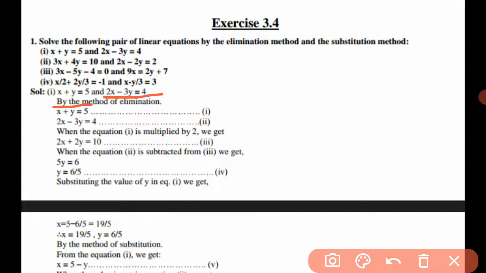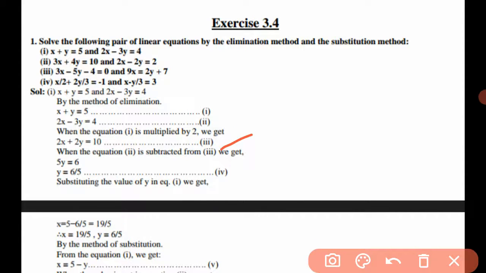By the method of elimination, we first name them equation number 1 and equation number 2. When equation number 1 is multiplied by 2, the first equation becomes 2x plus 2y equals 10 and the second equation stays the same. So multiplying equation number 1 by 2 gives 2x plus 2y equals 10, which is equation number 3.